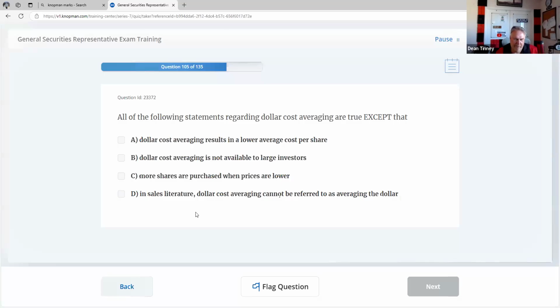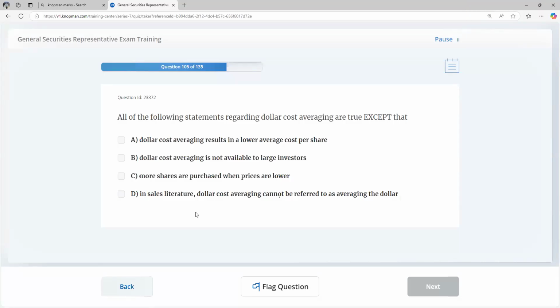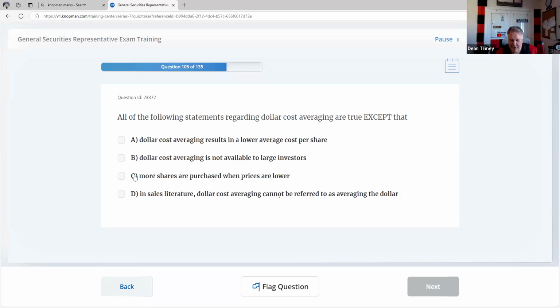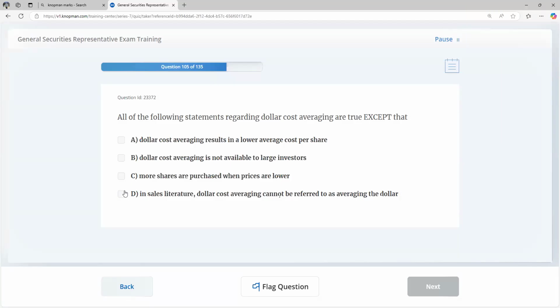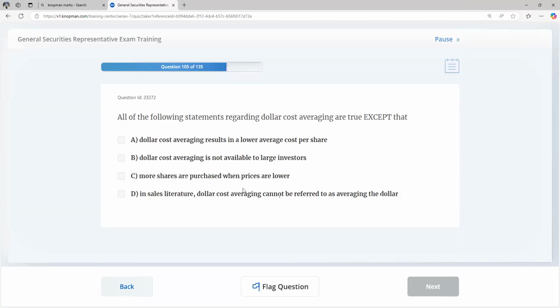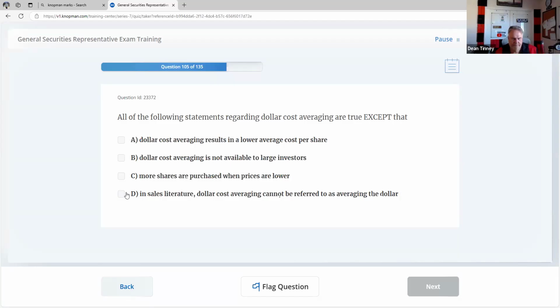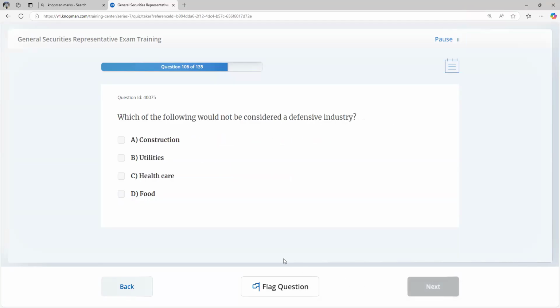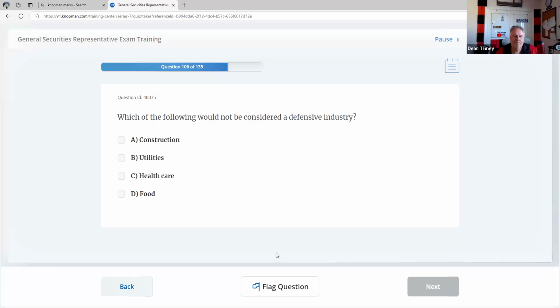You're going to end up with a lower average cost of the underlying share. Is it not available to large investors? I've never heard that institutional investors are not allowed. You're going to buy more shares when prices are lower. That's true too. So I'm going to say D just because I don't know what the hell D is. I'm between B and D, but we'll go D. Okay, you're going to go D too. Yeah, I've never heard of it. Which of the following would not be considered a defensive industry?